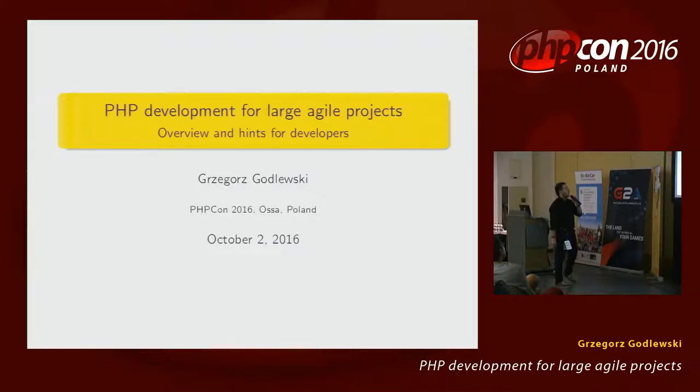As you can see, the title of the presentation is PHP Development for Large Agile Projects, Overview and Hints for Developers. An input for this is my own experience, so I'm going to refer to some real life cases that I had in my life. Myself, I'm a passionate programmer, for many years, starting from a kid. In the meantime, I was also involved in business analysis, architecture, Scrum mastery, being the product owner, proxy product owner, all that kind of stuff. What it gave me is insight from different sides on the same problem, which is software development, right? So what I'm trying to do here is to share those insights with you, to show the bigger picture, how it looks at least from my perspective, and finally discuss it at the end.